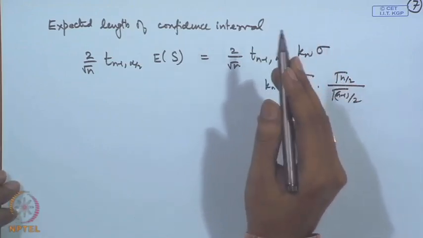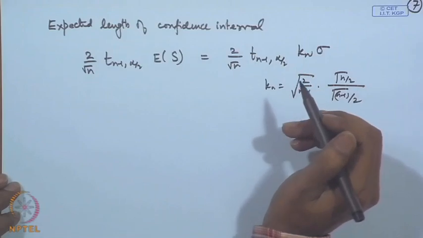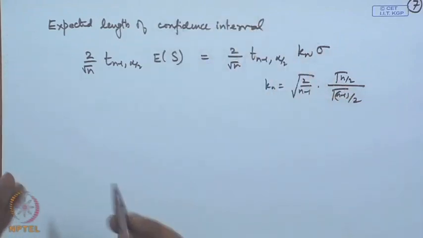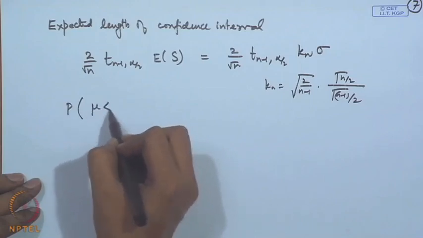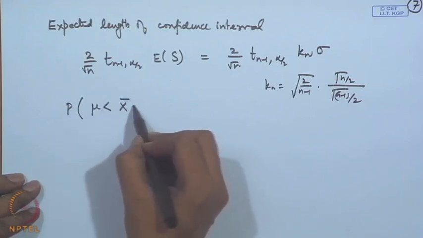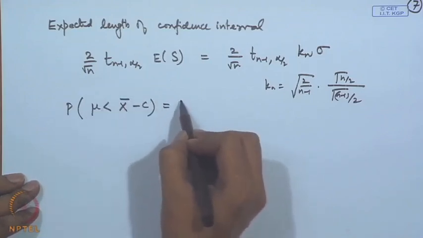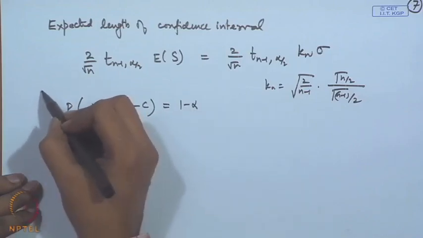Let me consider here one sided interval also, because in both the cases I have given two sided, but we may sometimes require a one sided interval. If you want one sided, so for example, you may say x bar minus c, that is equal to 1 minus alpha for one sided interval.